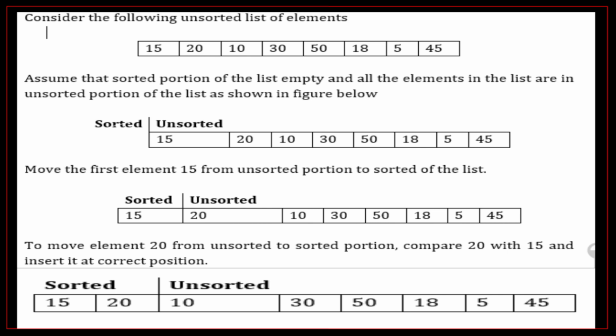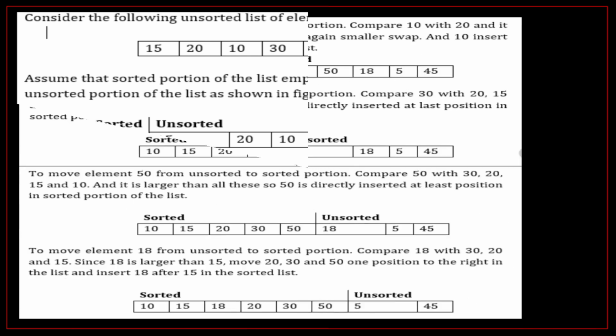Move the first element 15 from the unsorted portion to the sorted portion of the list. So the sorted list is 15 and the unsorted list is 20, 10, 30, 50, 18, 5 and 45. To move element 20 from unsorted to sorted portion, compare 20 with 15 and insert it at the correct position. So the sorted list is 15 and 20, and the unsorted list is 10, 30, 50, 18, 5 and 45.